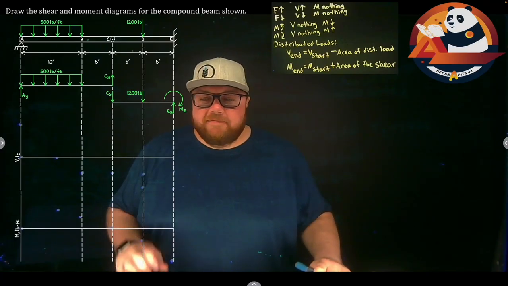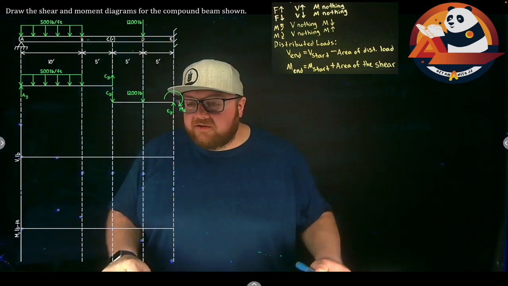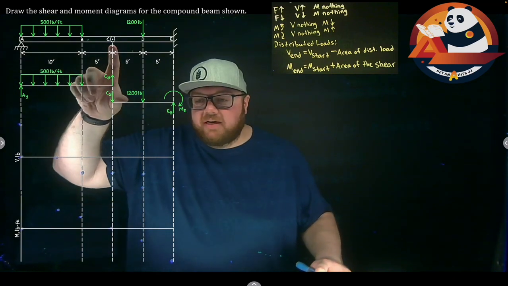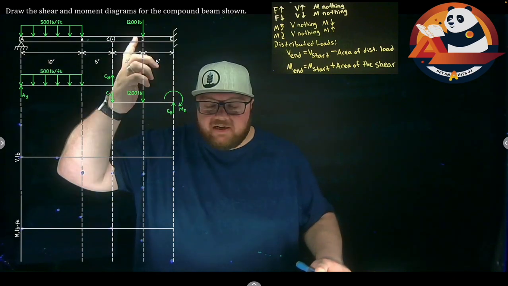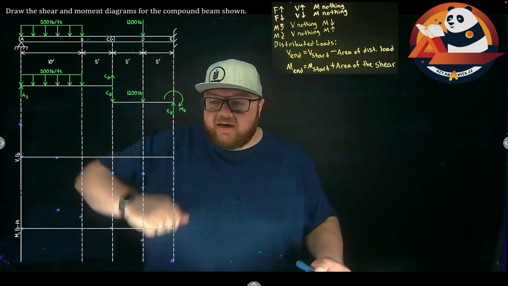I am JJ. Let's tackle an example problem. Let's draw the shear moment diagrams for our compound beam that we have here. That compound beam just means we can find everything, treating it like a frame. We have two members that are pinned together. Also, we have a pin at A, a fixed support at E.